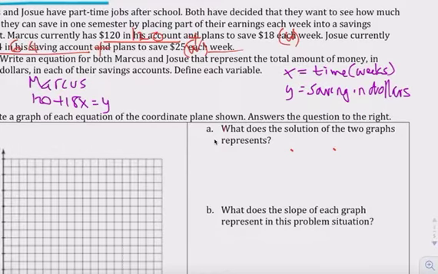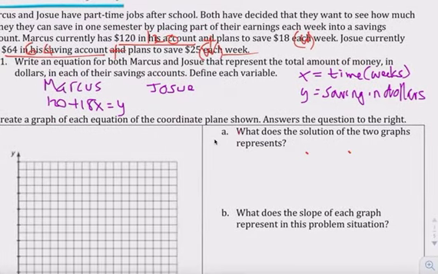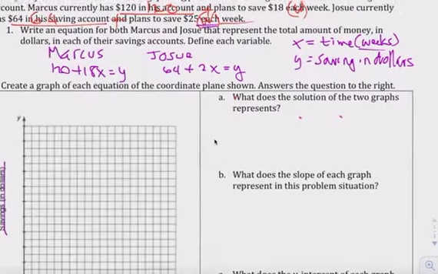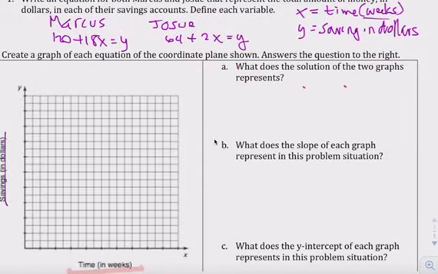So Marcus, and then Josue. Josue is $64 plus 25x equals y. x is the number of weeks, and then y is total money in savings. So you know what to do.